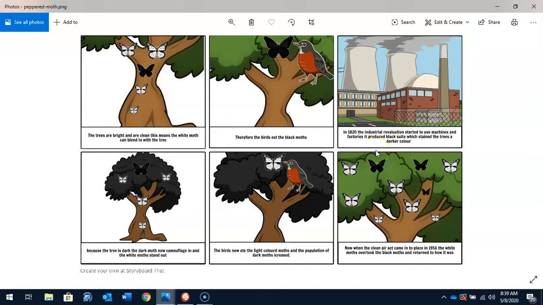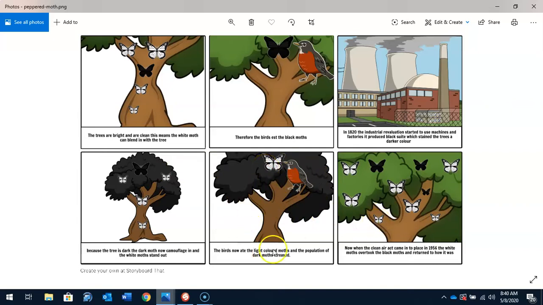So in 1820, the Industrial Revolution started to use machines and factories, and they produced a black soot, which stained the trees a really dark color. So by staining the trees in general, we're talking about the trunk and everything, now the white moths were able to be detected easier, and the dark moths would not. They would blend in. Well, the dark moths would be reproducing the most, because the birds were eating the white moths. Again, they were standing out.